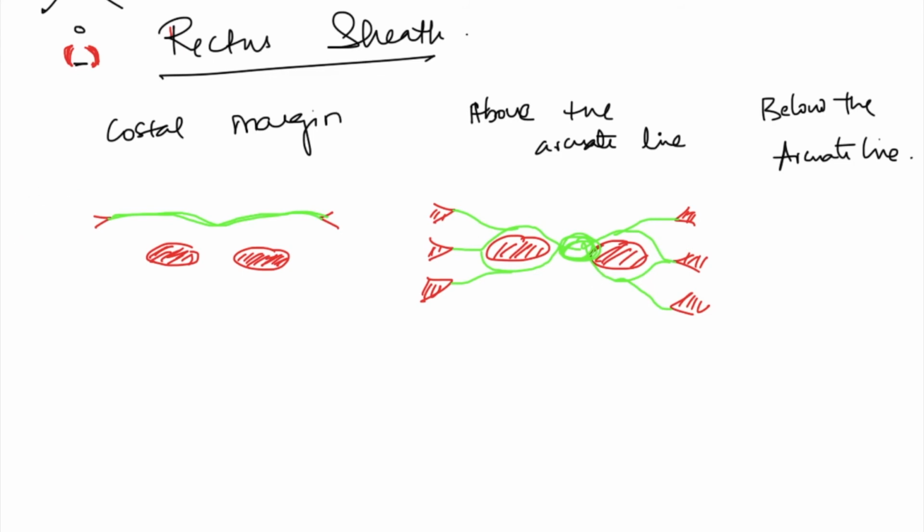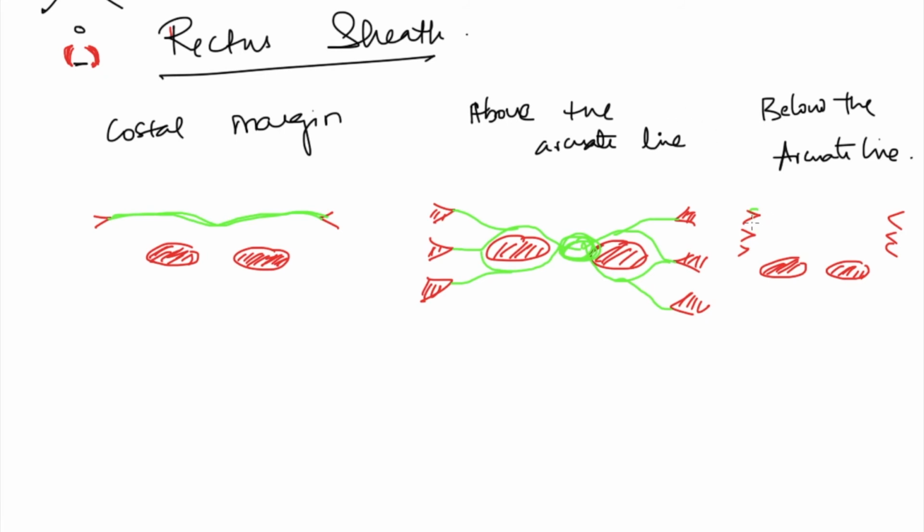Now below the arcuate line, we have just mentioned that the arcuate line is the lowermost border or the ending of the posterior rectus sheath. That means there is no posterior rectus sheath below the arcuate line. So should I draw anything below it? Absolutely not. So all the three muscles are present now above the rectus muscle.